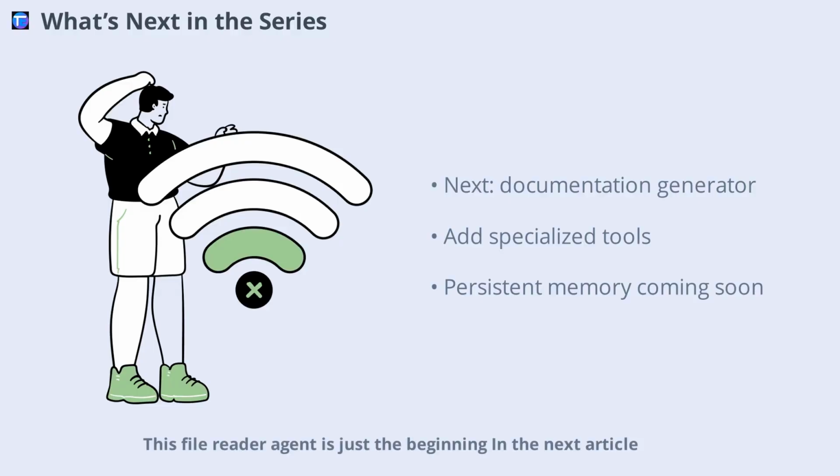In the next article, you'll build a documentation generator that reads your codebase and writes README files automatically. You'll add more specialized tools, improve error handling, and introduce memory for persistent context. As you progress, you'll orchestrate multiple agents working together on complex tasks, unlocking even more potential.